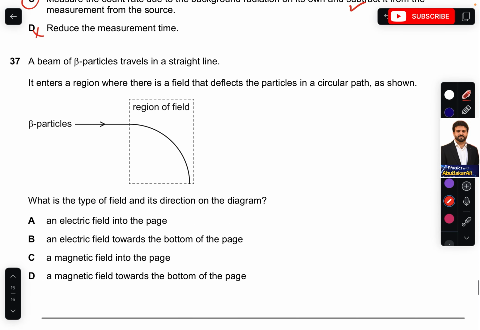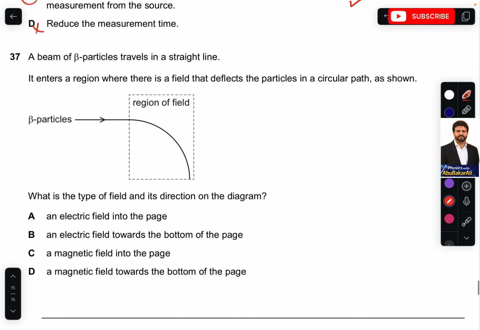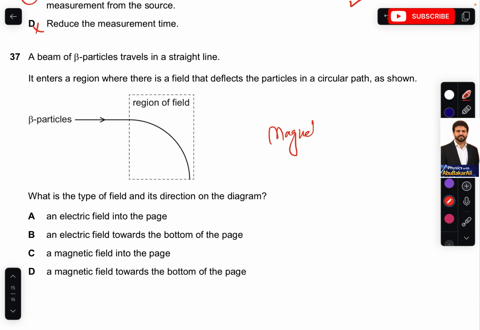A beam of beta particles traveling in a straight line enters a region where there is a field that deflects the particles in a circular path. What is the type of field and its direction on the diagram? First thing, the field that bends the particle in a circular path is always a magnetic field. So A and B are incorrect.